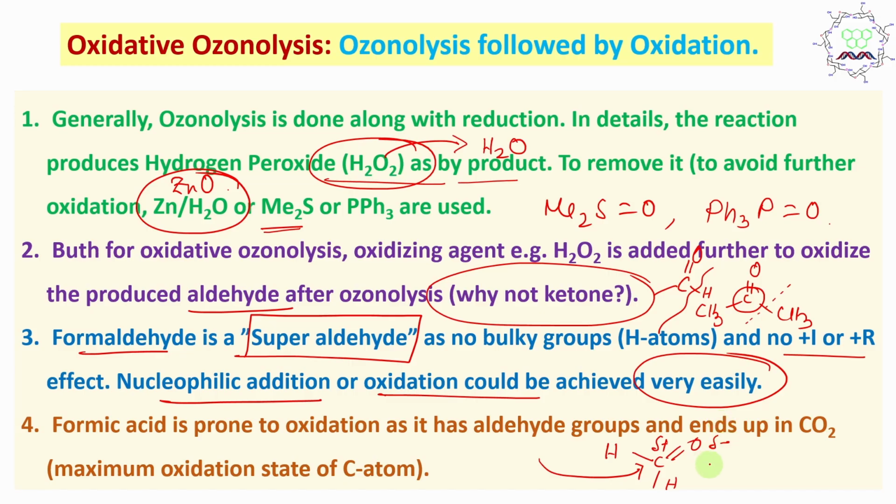Next, if you oxidize formaldehyde, you get formic acid. By the way, formic acid looks like this. Now, in formic acid, there is still one aldehyde group. So that's why this formic acid can be oxidized further very easily, and it will be converted into carbon dioxide, where the oxidation state of carbon is +4, the maximum oxidation state. So this much knowledge is enough for us.